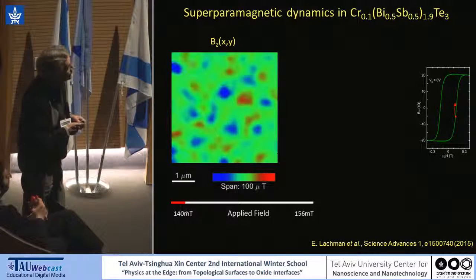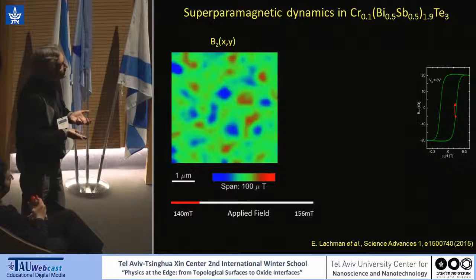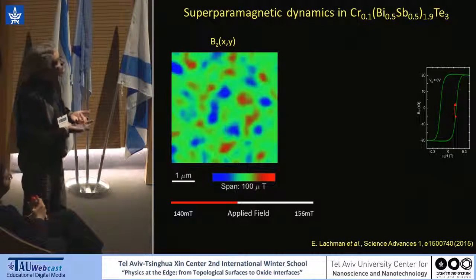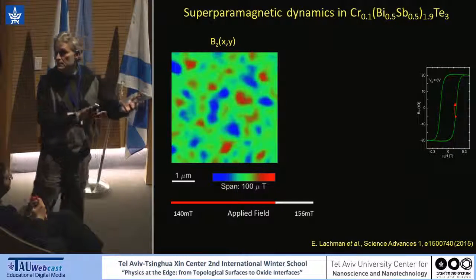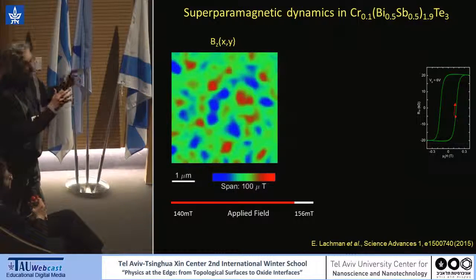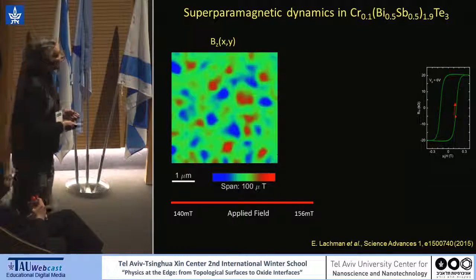So now I'll run the movie, and all that you see looks like noise, just flickering, no domain motion, no expansion of red domains and shrinking of blue domains, just some flickering around.